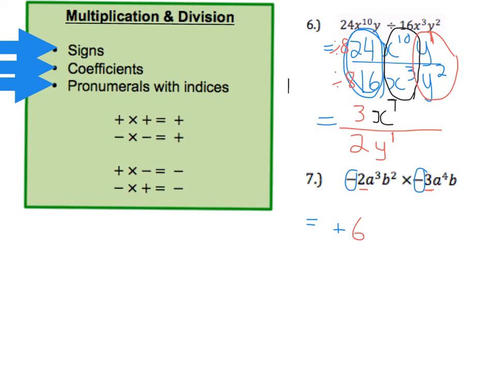I am now moving on to the pronumerals and indices. If I multiply, indices are added. 3 plus 4 is 7. Once again, it might be good practice to write the 1 if it's just b to the power of 1. Add the indices. 2 plus 1 is b to the power of 3. And that's your final answer.